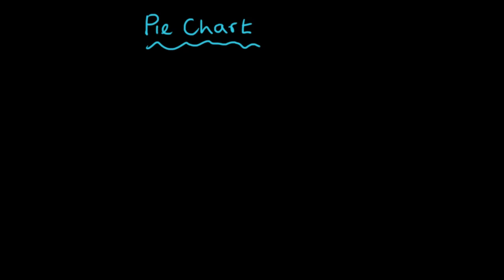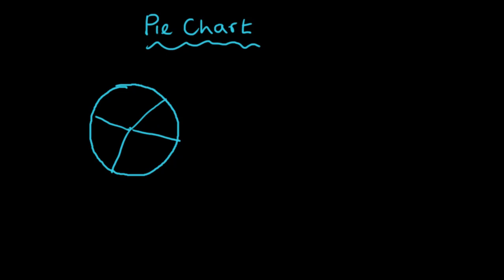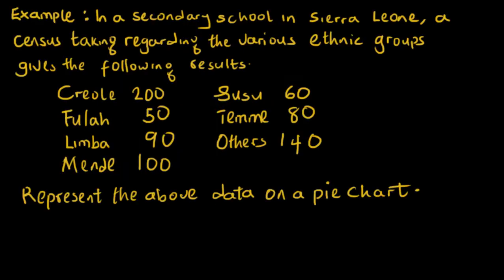Now, in just one statement, a pie chart is just a circle that is segmented. Think of it like a pizza with mostly unequal parts. So you've got different parts. Can you see this? So this here is a pie chart. Does that make sense? To be able to understand this perfectly, let's just take an example.